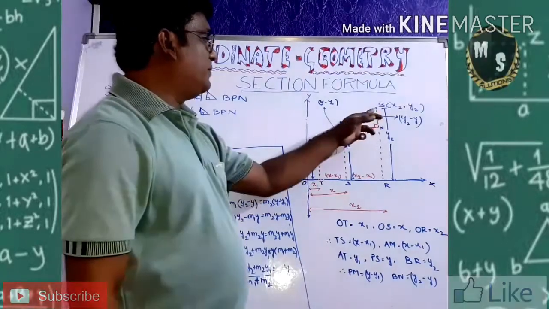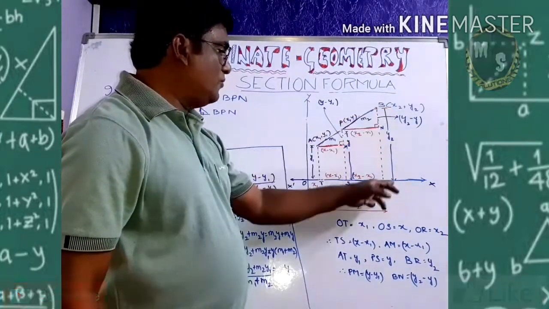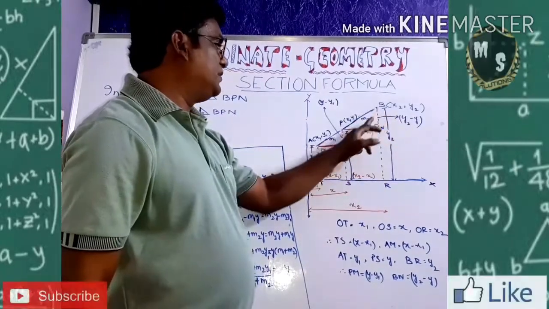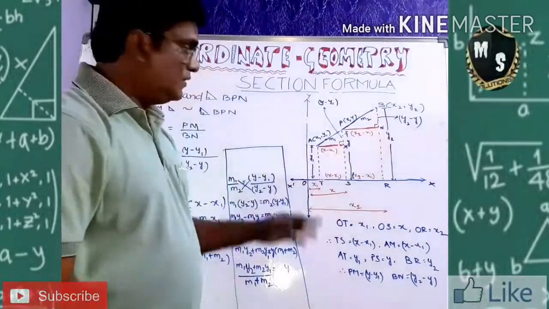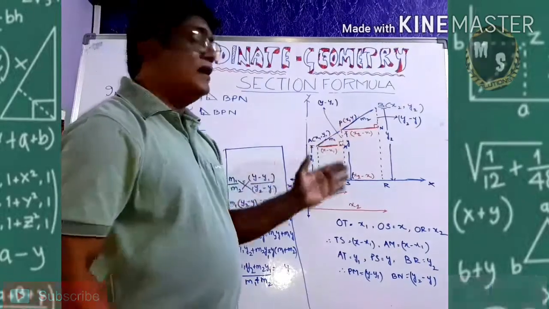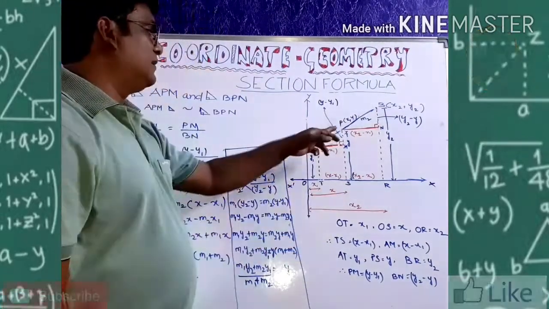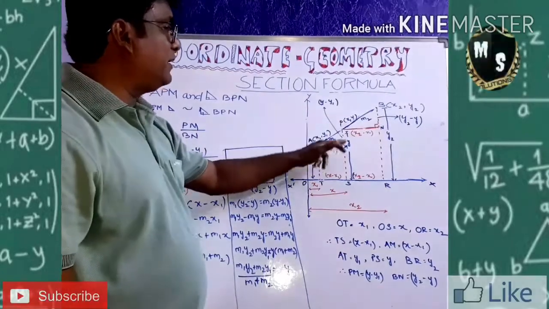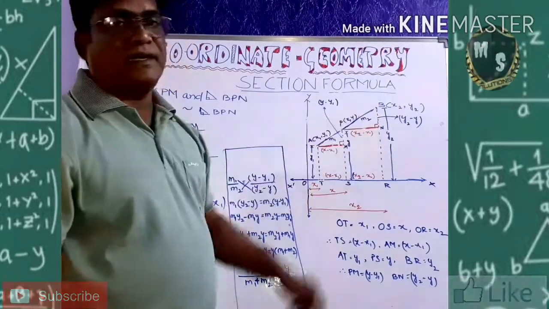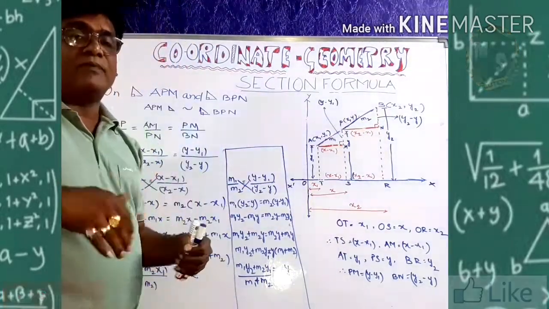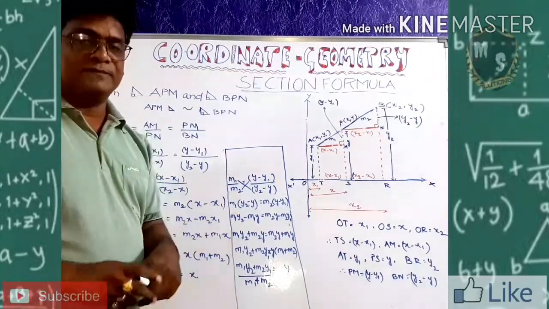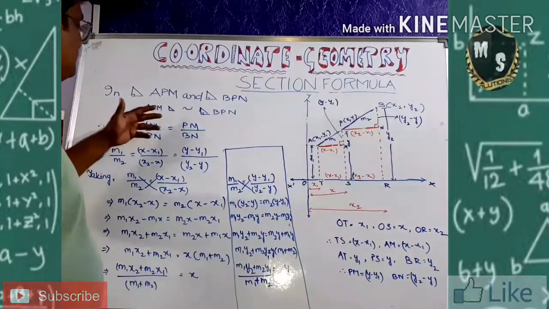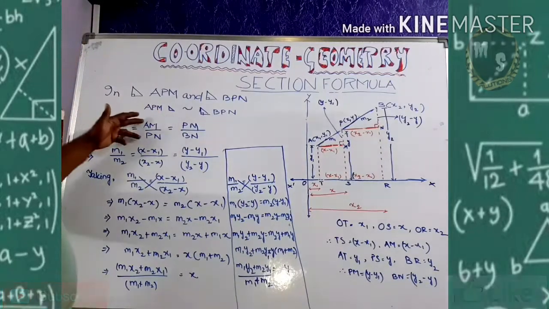And I wrote it here BN. What is that? y2 minus y. y2 minus y is B to N. I wrote it here. Then we completed two right angle triangles, and the two right angle triangles are similar. So the right angle triangle APM and right angle triangle BPN are similar, and putting the similarity properties for triangles, the ratio of the sides will be in ratios.